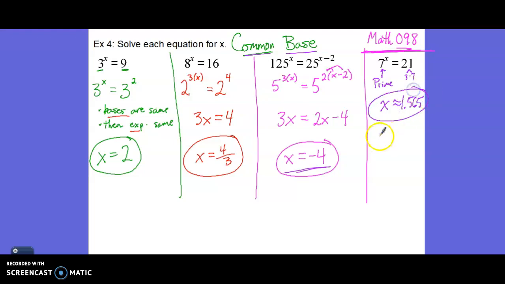In this method, I want you to use a calculator, and you can use Desmos as well, or your own calculator, when you cannot get the same base. So that's what happens in this problem. There's no way to get 7 to a power to give you 21. The other 3, the 3 I went through in the first video, worked. That fourth one did not.